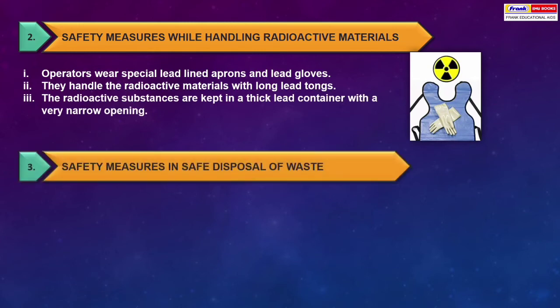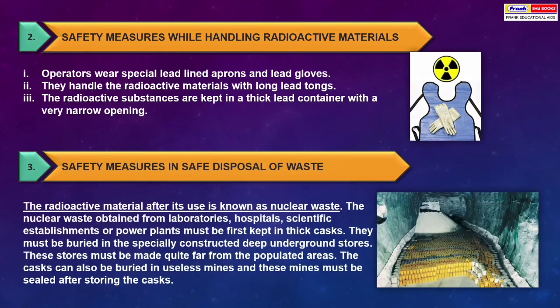Safety measures in safe disposal of waste. The radioactive material after its use is known as nuclear waste. The nuclear waste obtained from laboratories, hospitals, scientific establishments or power plants must first be kept in thick casks. They must be buried in specially constructed deep underground stores. These stores must be made quite far from populated areas. The casks can also be buried in useless mines and these mines must be sealed after storing the casks.